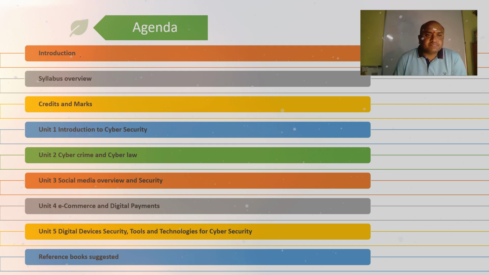First we'll start with introduction, then syllabus overview, then credits and marks, and then the first unit, introduction to cybersecurity, then cyber crime and cyber laws, and then social media overview and security. Fourth unit is e-commerce and digital platforms. Fifth unit is digital devices, security tools and technologies for cyber security. Then some reference textbooks have been suggested by Telangana University for us. So we will see that also.